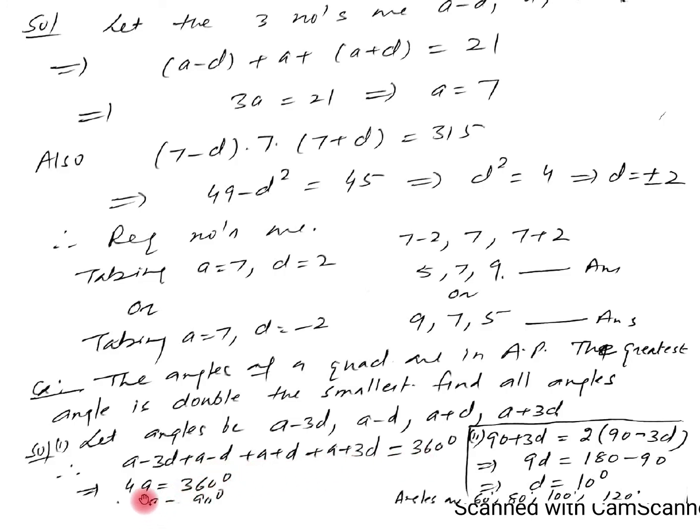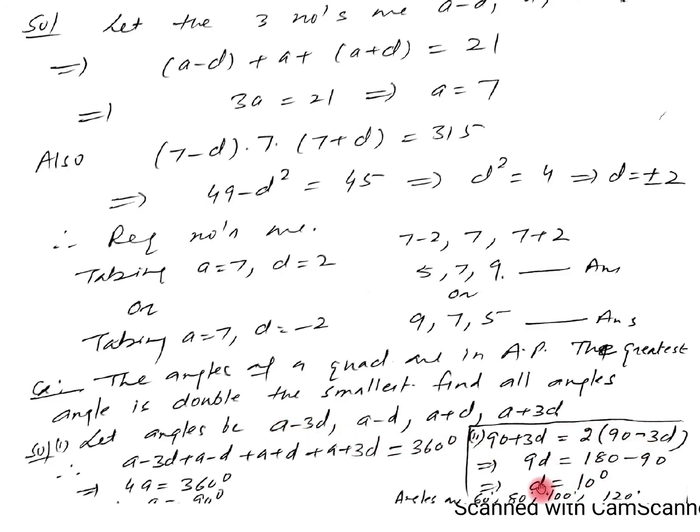Now we know the sum of the angles of a quadrilateral is 360 degrees. It will give us the value of what? A equal to 90 degrees. Then I am using the second condition here. The greatest angle is double the smallest. Now it will be the greatest angle, it will be the smallest angle. Putting the value of A, the greatest angle becomes 90 plus 3D equal to, double means 2 times the smallest, 2 times 90 minus 3D.